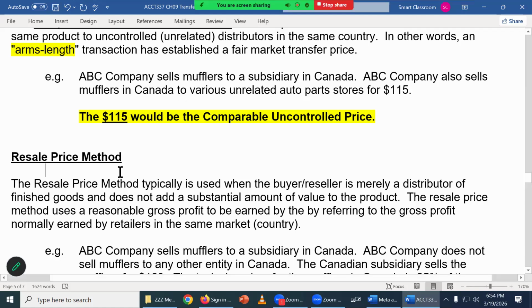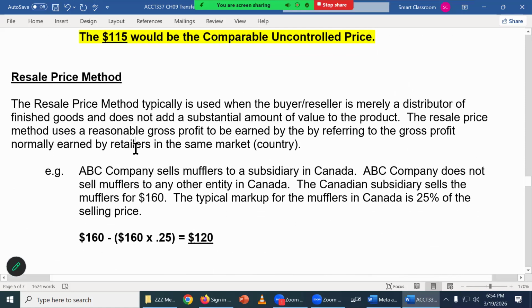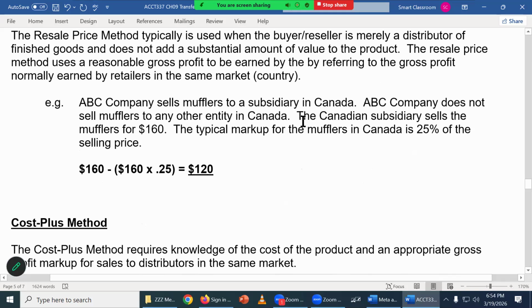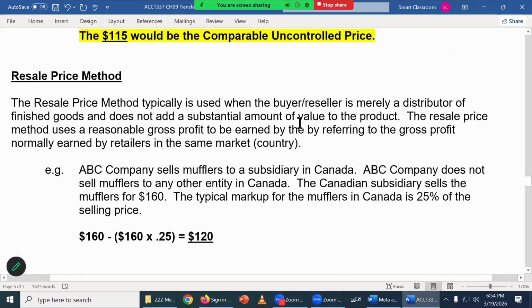Okay. The resale price method. This goes by what the typical markup is and the typical selling price.